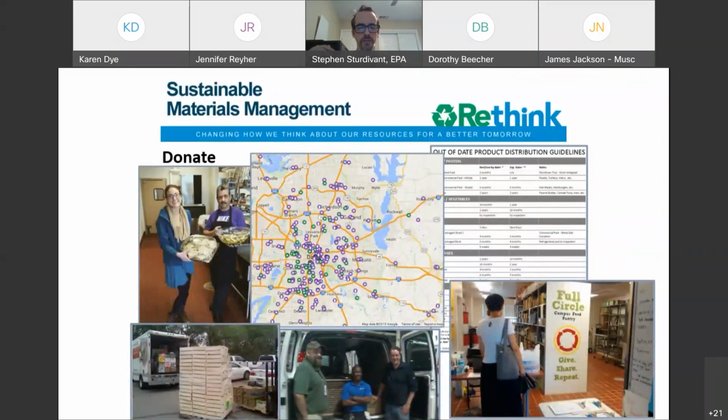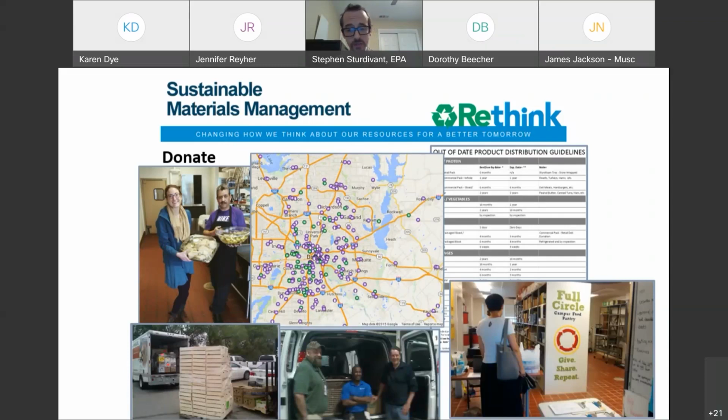So donation is super important. What you're seeing here is a picture of Dallas here in the middle. All these little purple and green dots represent a feeding organization, some organization trying to feed hungry families. And I was just shocked to realize in my hometown how many of these places there are. Pantries, soup kitchens, food banks that are trying to help get food to hungry families.